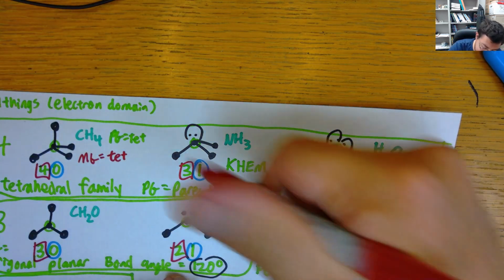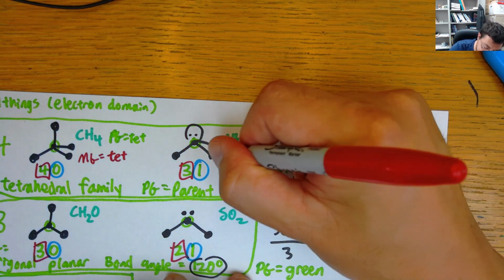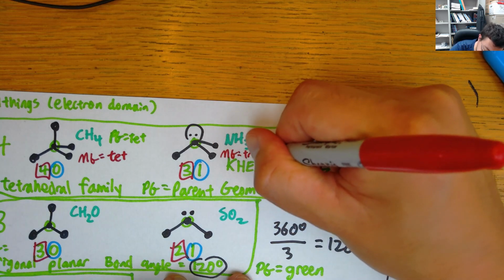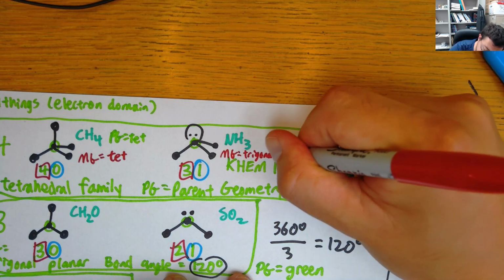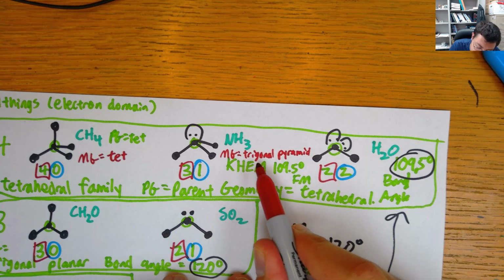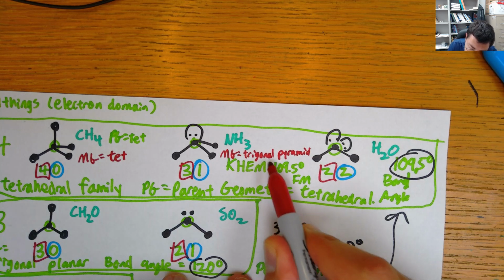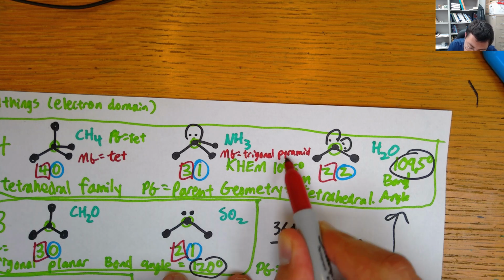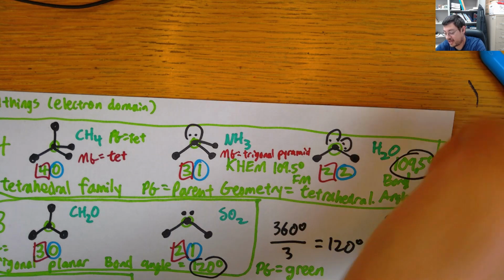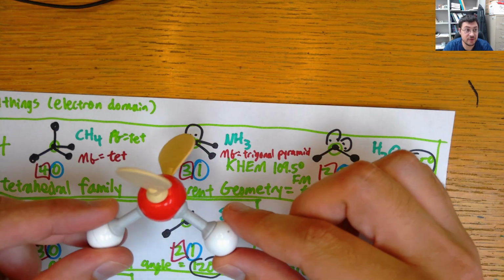So that name for that molecular geometry is called a trigonal pyramid. Trigonal pyramid. All right, and then our last molecule here's water.